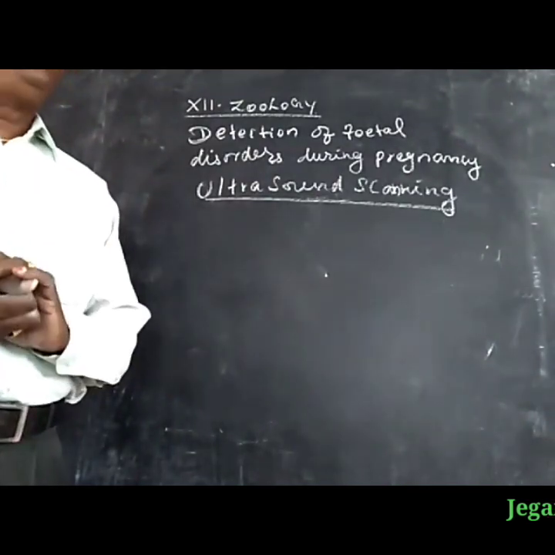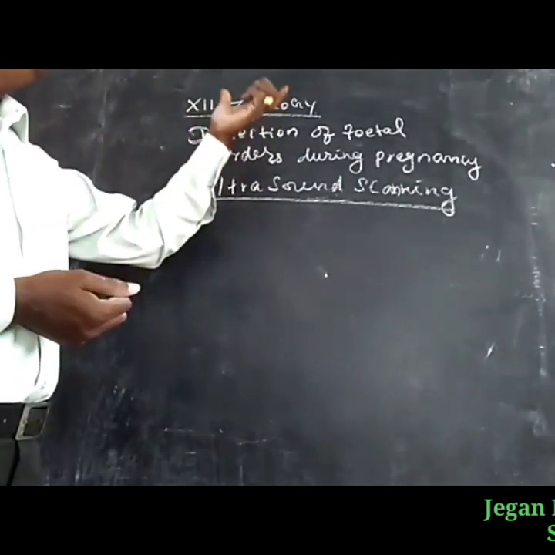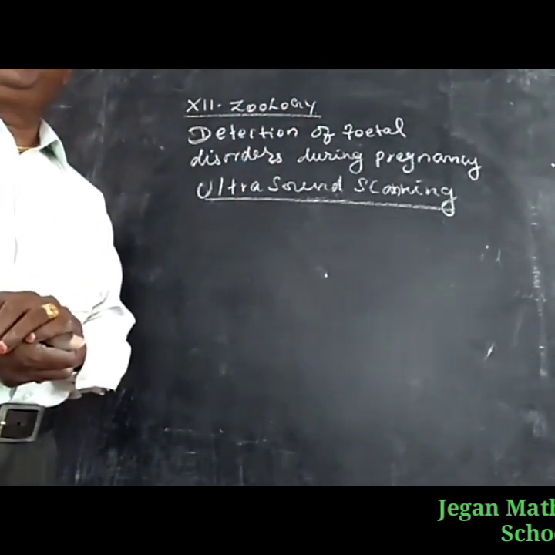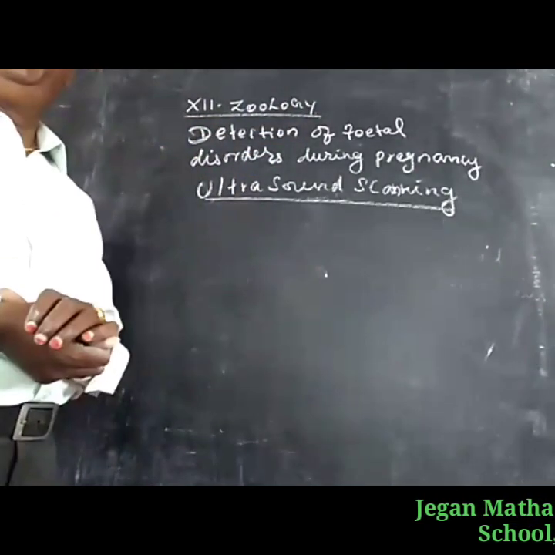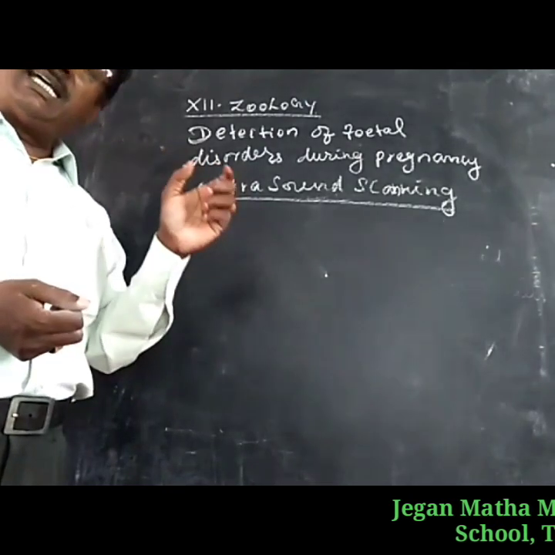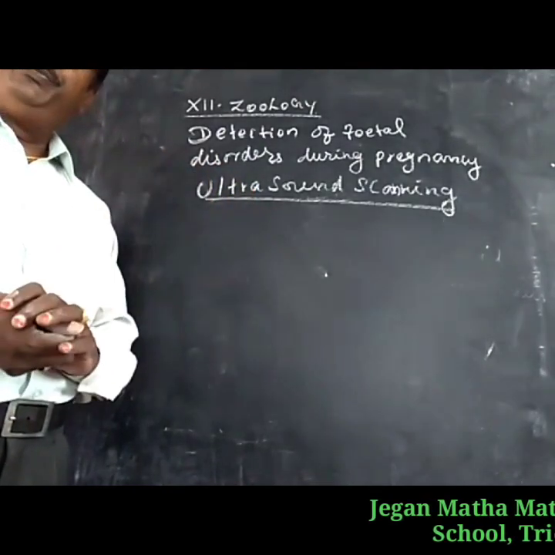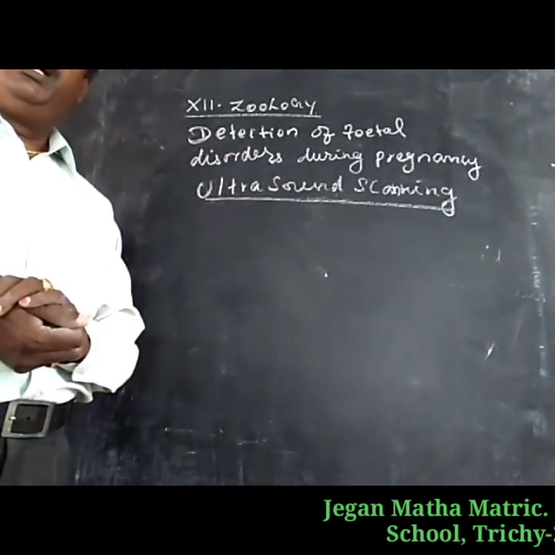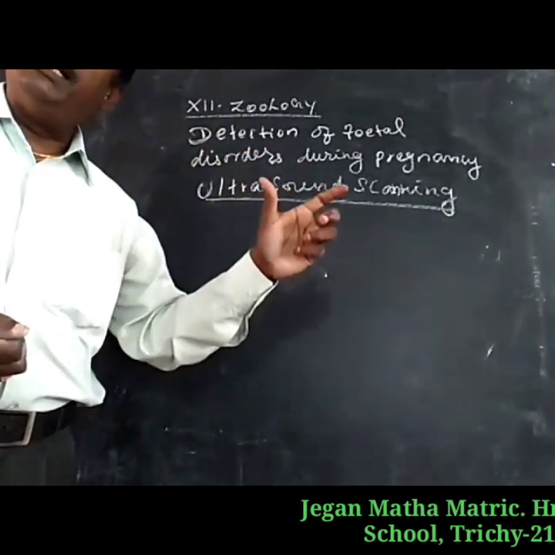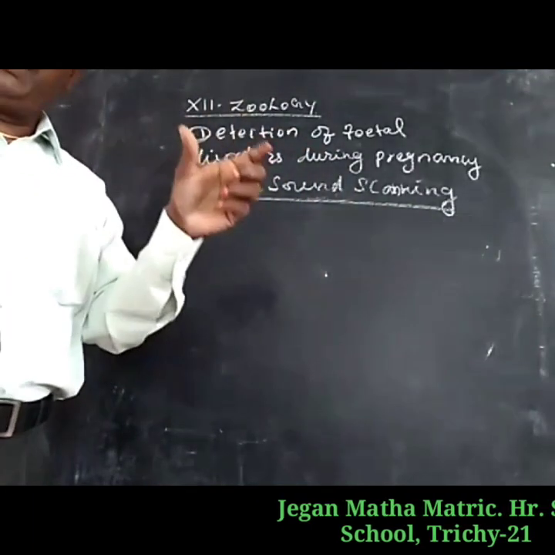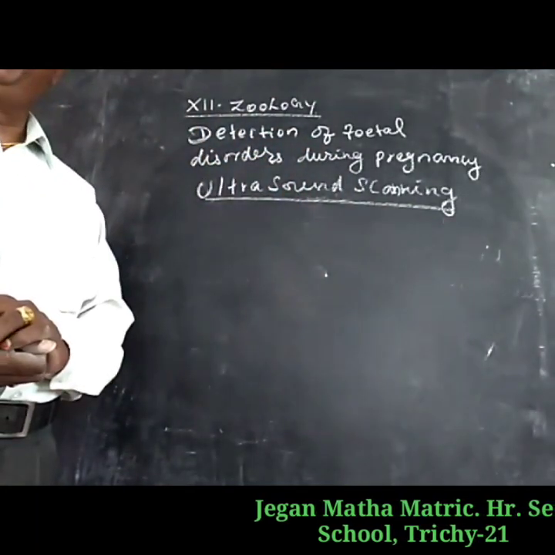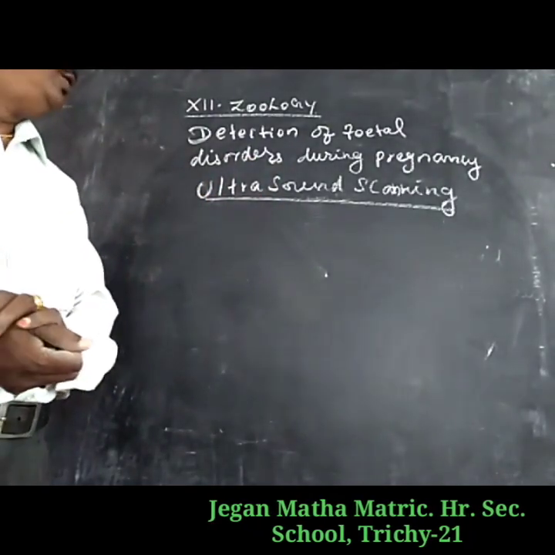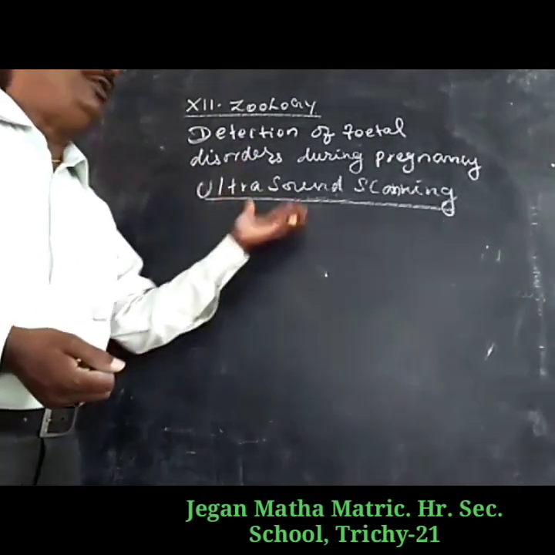Standard zoology, the detection of fetal disorders during pregnancy. What are the disorders that occur in the embryo? Sometimes there is a genetic disorder or some other problems that occur in the embryo. So they are identified during the pregnancy period. The first one is called the ultrasound scanning system.